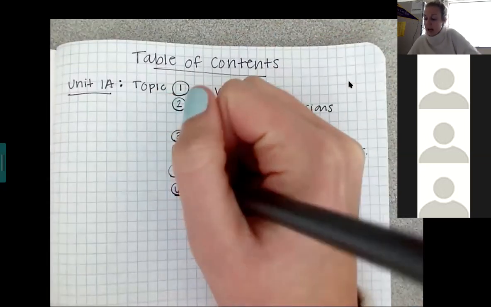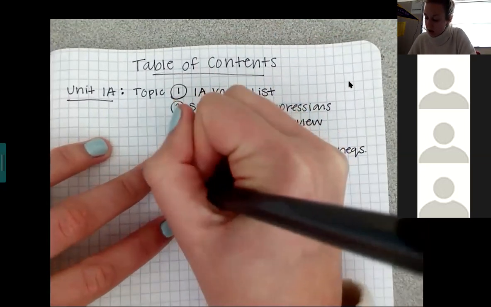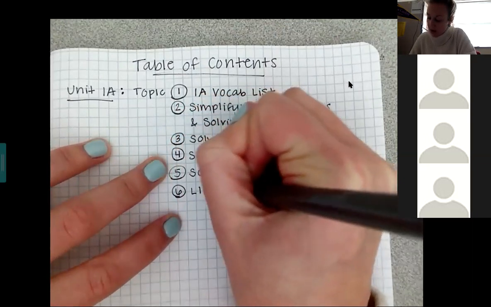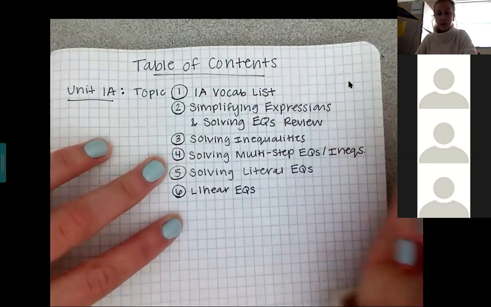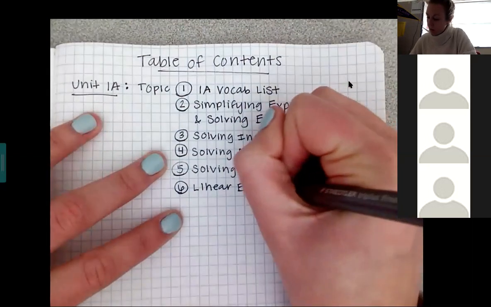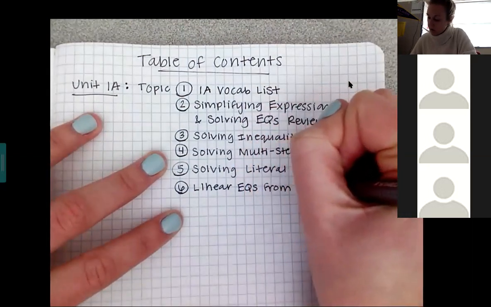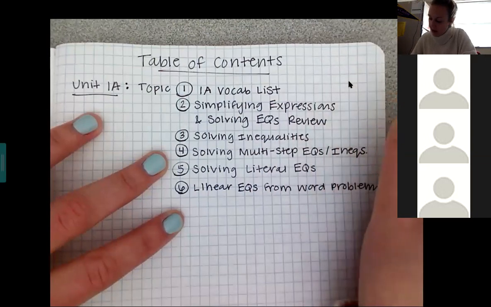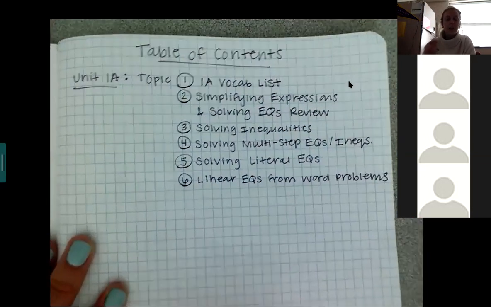What we're learning today is how to write linear equations. I'm going to abbreviate if that's okay with y'all. From word problems. And this is the lesson that a lot of my kids at first are like, oh, what the heck?